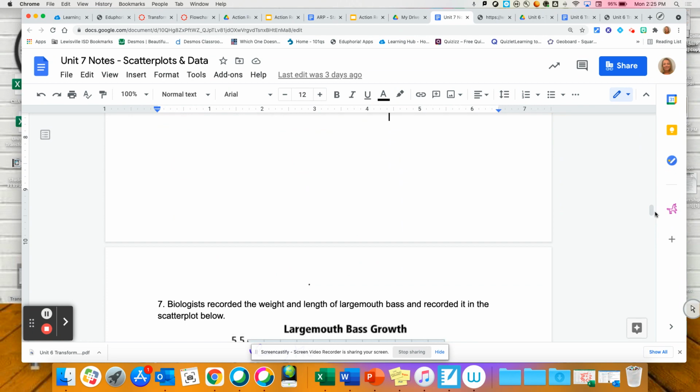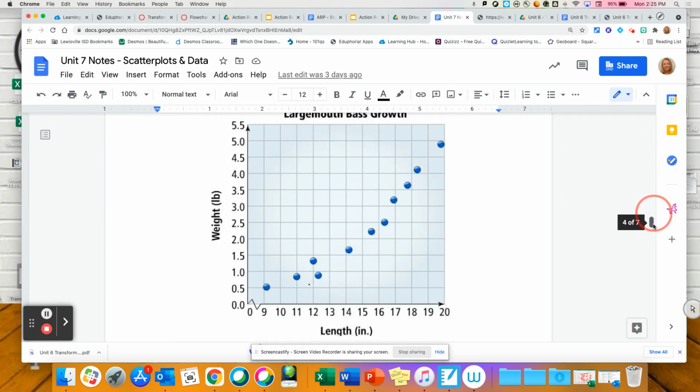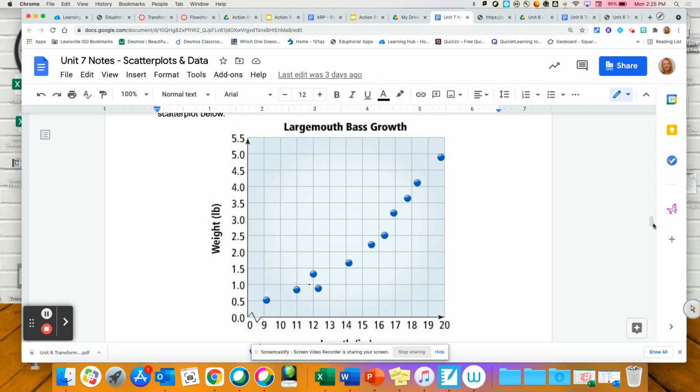Number 7 actually gives you a scatter plot of the largemouth bass. And the first question asks if there is an association between the length and the weight of the largemouth bass. Yes, I can see that there is a positive linear association between the length and the weight.